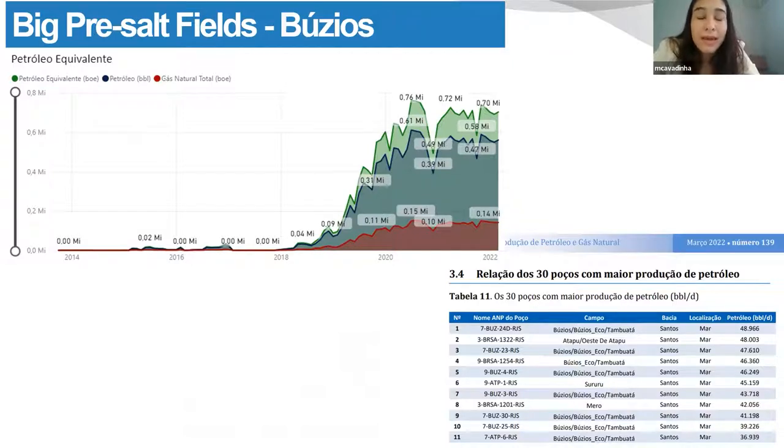You can see in this plot that Búzios is producing around 600,000 barrels per day. And you can see that Búzios and pre-salt wells in general are highly productive. One well in Búzios produces around 50,000 barrels per day. So it's a lot of oil coming from one well. It produces more than many fields onshore. But we explain a little bit why pre-salt is very economic and is where most of the investments are going in Brazil.